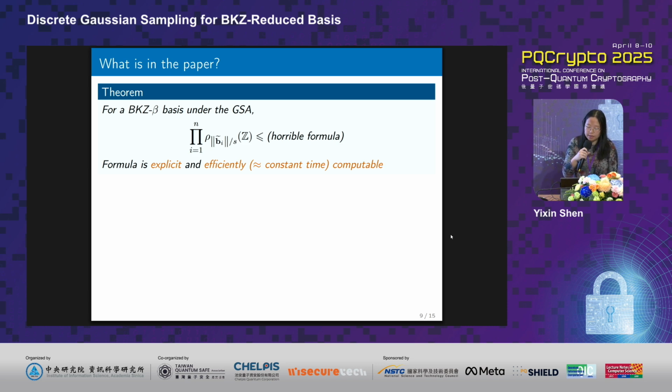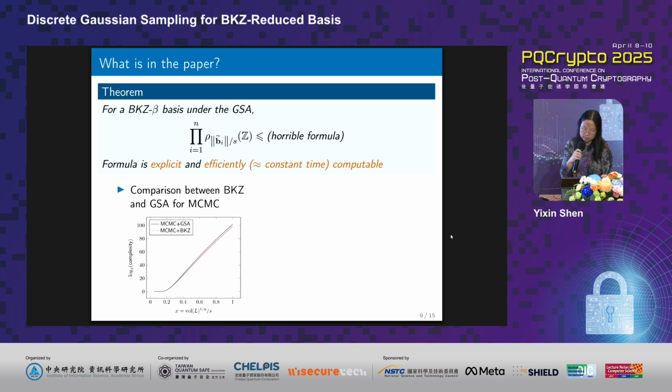But the formula is explicit, and one important feature for us is that it's very efficiently computable, meaning that we can compute it in constant time. And then we compared the complexity of the MCMC sampler based on the GSA assumption with the complexity of the sampler on an actual BKZ reduced basis, just to see whether the GSA assumption is good or not.